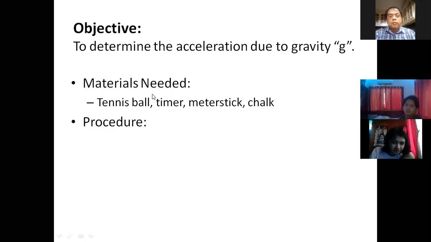Now, please take note of the materials that are needed. The tennis ball, a timer, a meter stick, and maybe a chalk or any kind of marker. If you don't have a meter stick, you can use some other measuring tools, but it has to be expressed in some kind of unit, meter or centimeter. A timer or stopwatch, like the one that you find in your calculator or cell phone, and a tennis ball or any equivalent rubber ball that you can use for dropping. So these are our materials.